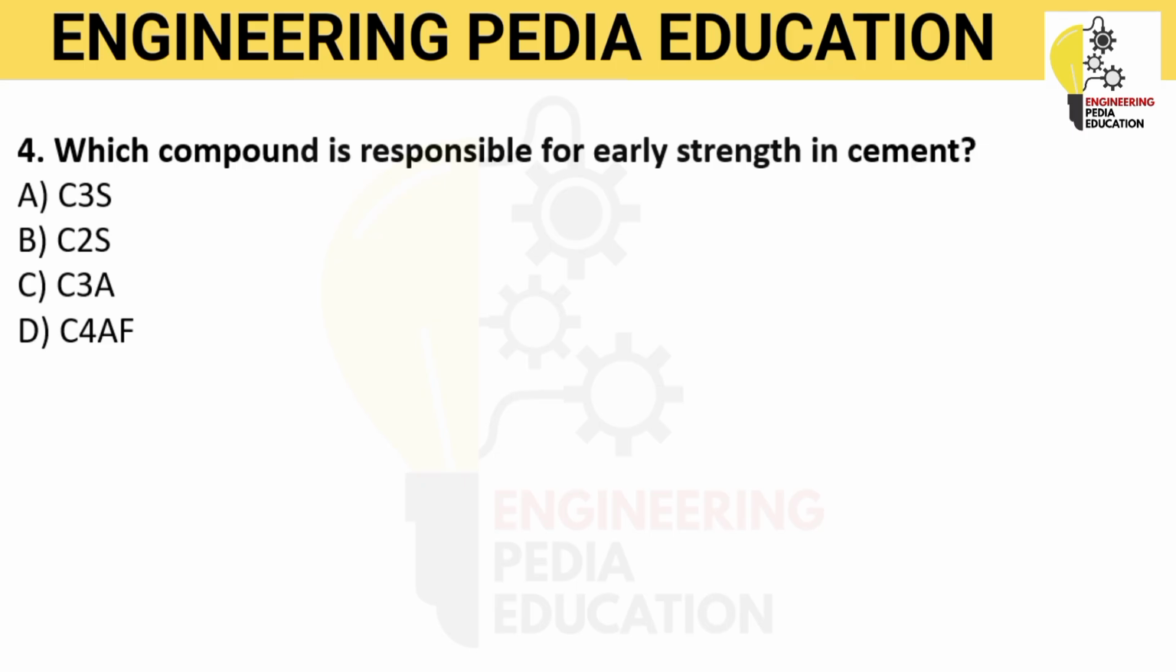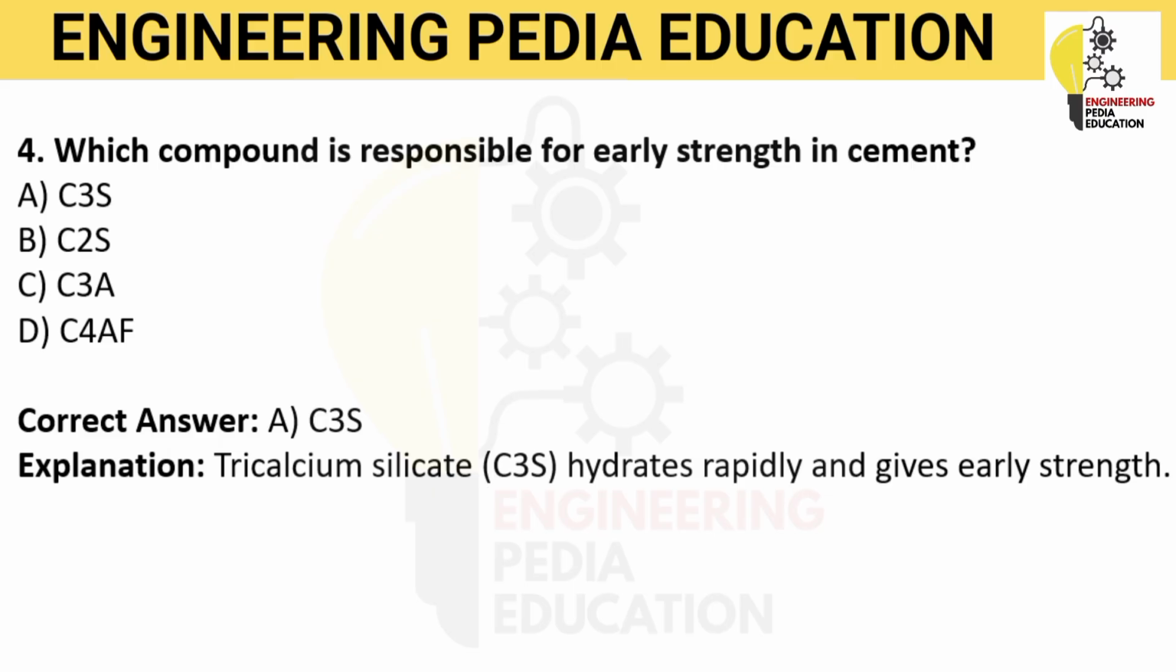Which compound is responsible for early strength in cement? C3S, C2S, C3A, C4A. So the correct answer is C3S. C3S is responsible for early strength development of concrete, with a faster hydration reaction, producing more heat during hydration. C3S reacts quickly with water and forms CSH gel and calcium hydroxide.